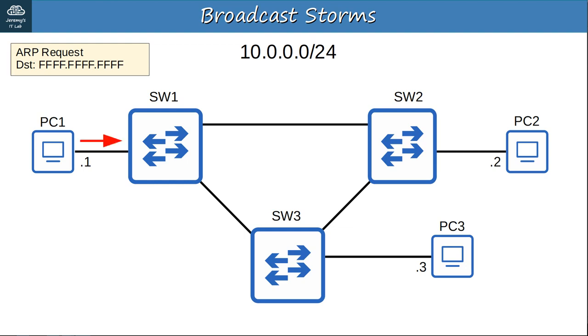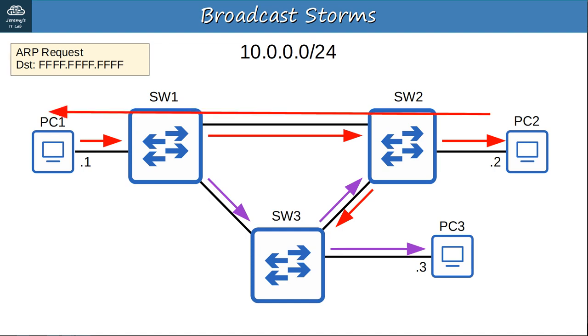When switch 1 receives the frame, what will it do? As I said, you already know what a switch does with broadcast and unknown unicast frames. It will flood it out of all interfaces, except the one it was received on. So switch 2 and switch 3 both receive a copy of the frame. They then do the same thing. They flood it out all interfaces, except the one it was received on. So PC2 receives the ARP request, and will reply with a unicast ARP reply. All good? Actually, no, not all good.